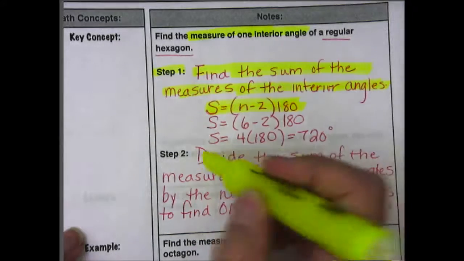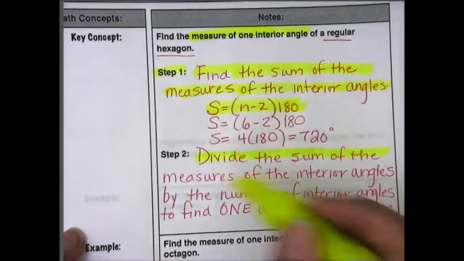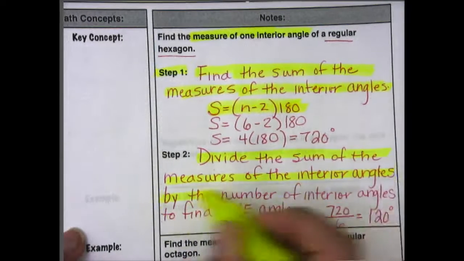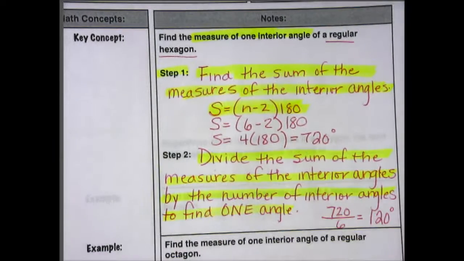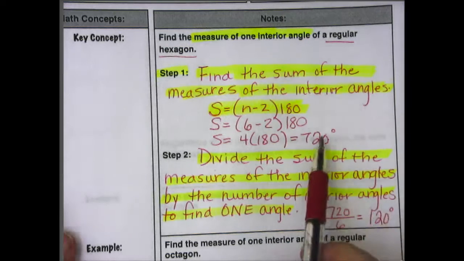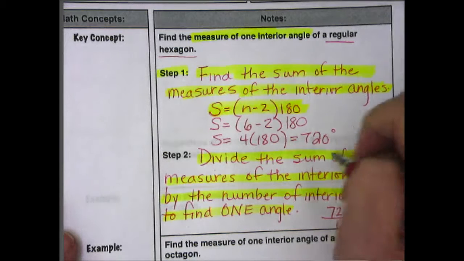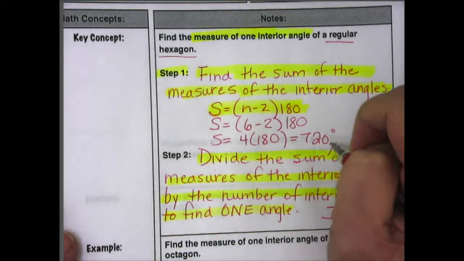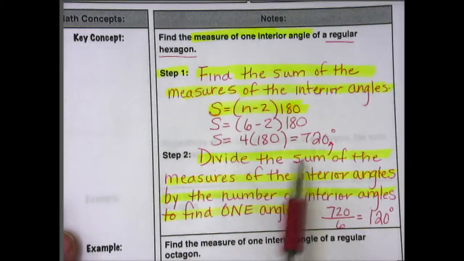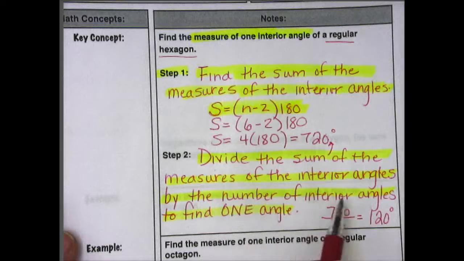But for all the problems, we would take that sum that we got from step 1 and divide it by the number of interior angles or sides of the regular polygon. So the sum is what we got here. So we're just going to divide the sum, that's 720 in this case, of the measures of the interior angles by the number of interior angles to find one angle.